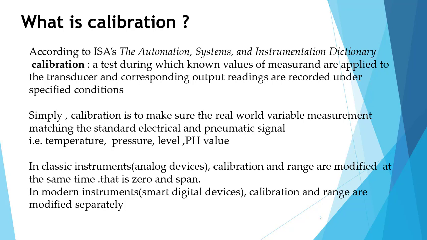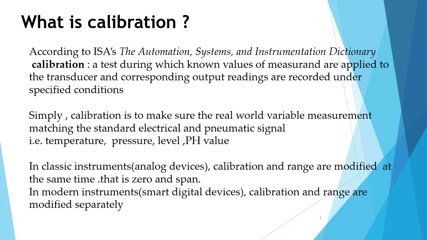For example, a temperature sensor. If your detector measures temperature, and you have a range from 300 degrees to 500 degrees, you should transmit this temperature signal to the electric signal 4 to 20 mA. Calibration just does this job, just how to match.